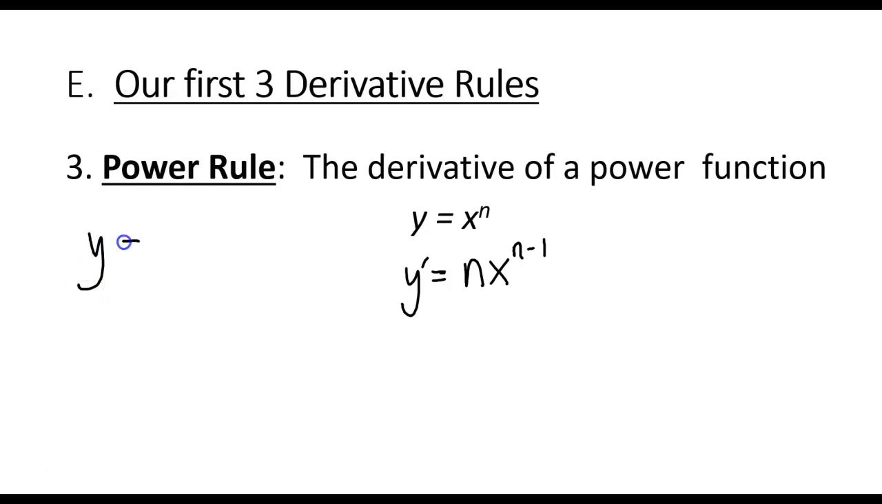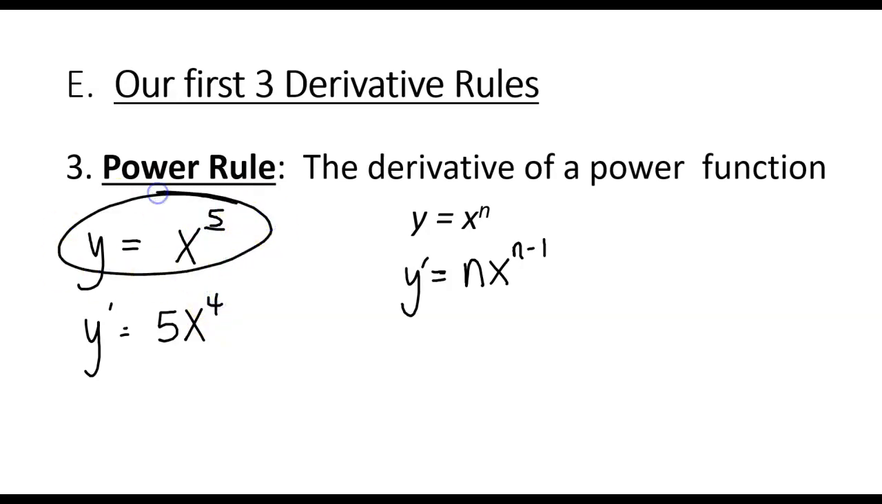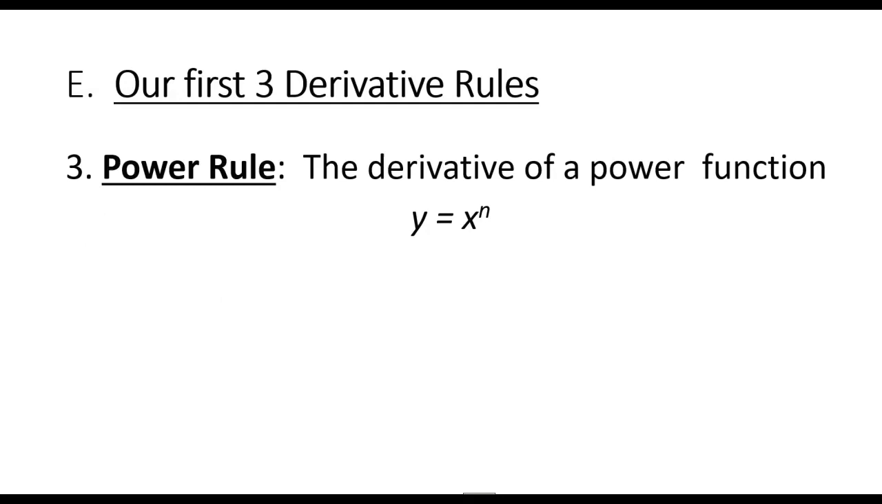Suppose I told you that y equals x to the 5th power. What would y prime be? Well, I'm going to take the 5 and I'm going to make it a coefficient of x. And then my new power is going to be 1 less than this power. So therefore it's 4. So if my function is y equals x to the 5th, then the derivative of that will be 5x to the 4th power. And that's what we call the power rule, and it applies to power functions.